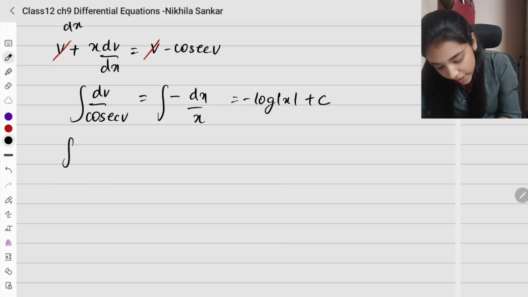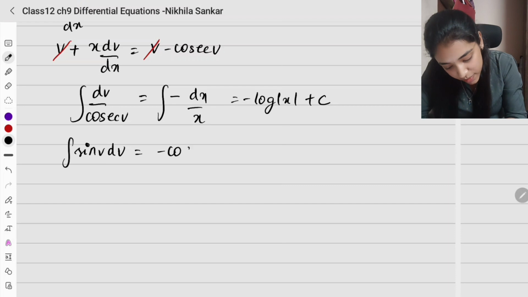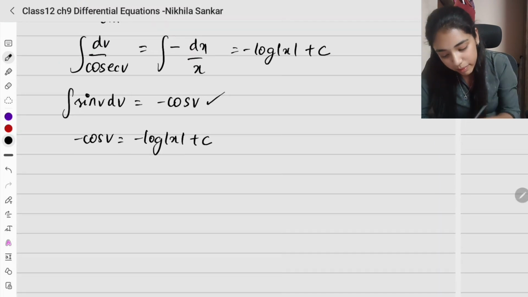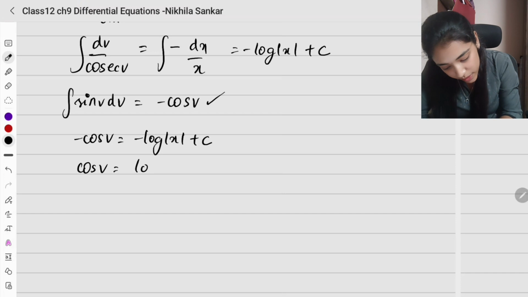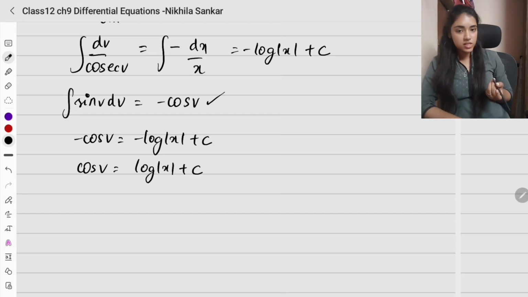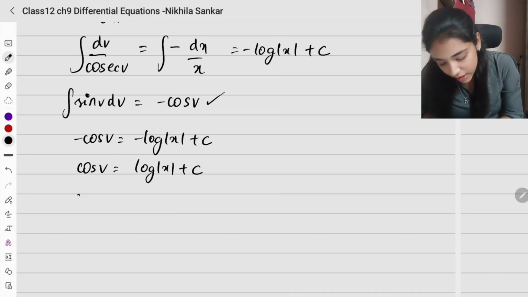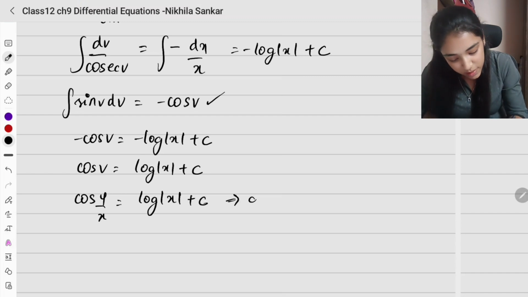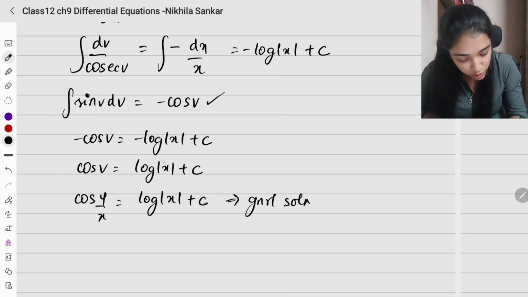Don't forget the constant. On this side I can write this as sin v dv. What is the integration of sin v? It is minus cos v. So this is my left hand side. Now minus cos v equals minus log mod x plus c. Multiplying by minus 1, cos v equals log mod x plus c. Plus c or minus c is an arbitrary constant, so it doesn't really matter. Now cos v, with v as y by x: cos y by x equals log x plus c. So this is my general solution.